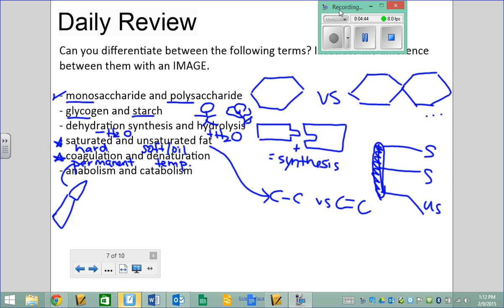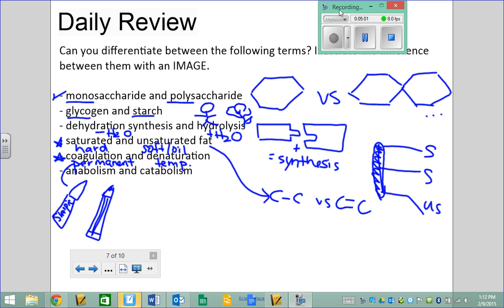if I draw a Sharpie versus a pencil, that is the idea of permanent versus temporary. I can undo denaturation.